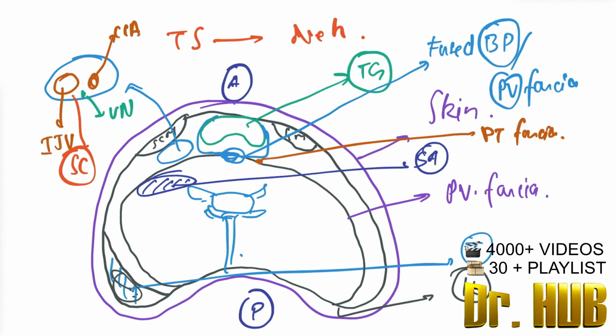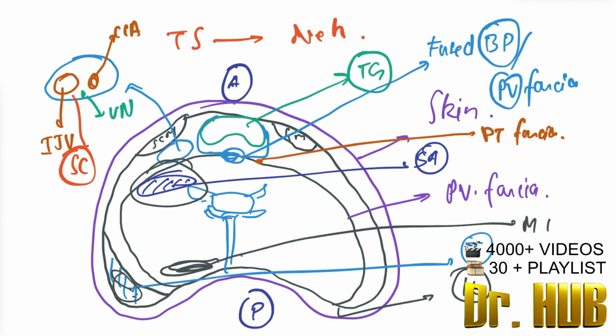Posteriorly we saw the scalenus anterior, and here, in the same way, posteriorly these are nothing but the muscles of the back. So this was a rough representation of the transverse section of the neck.